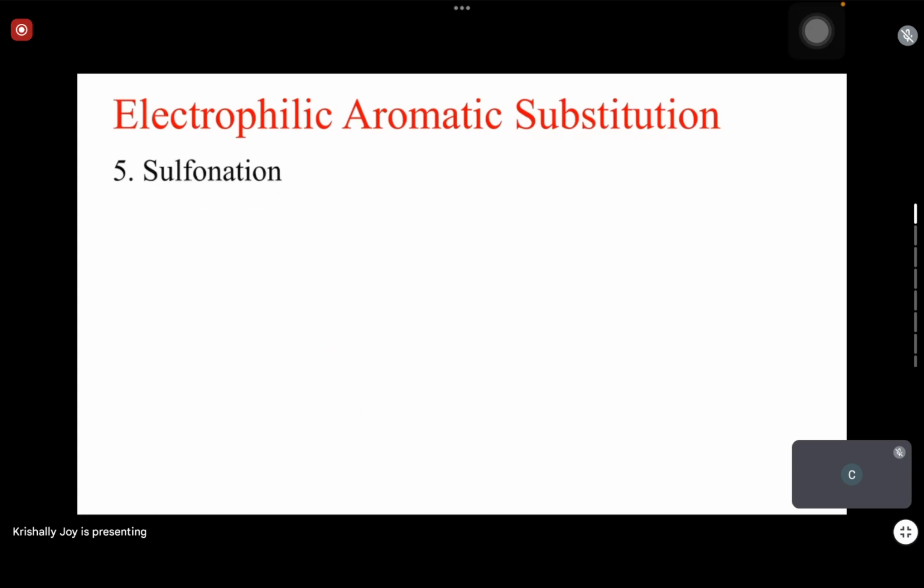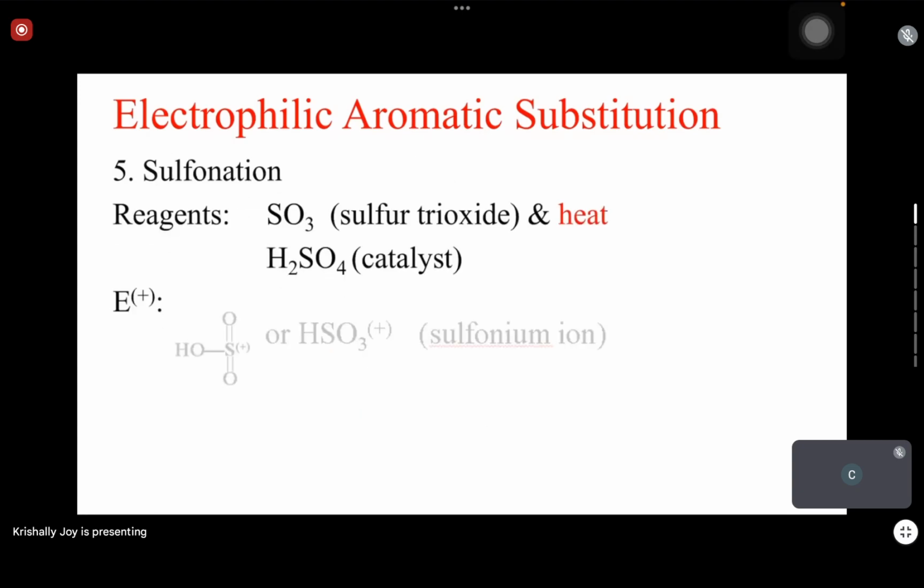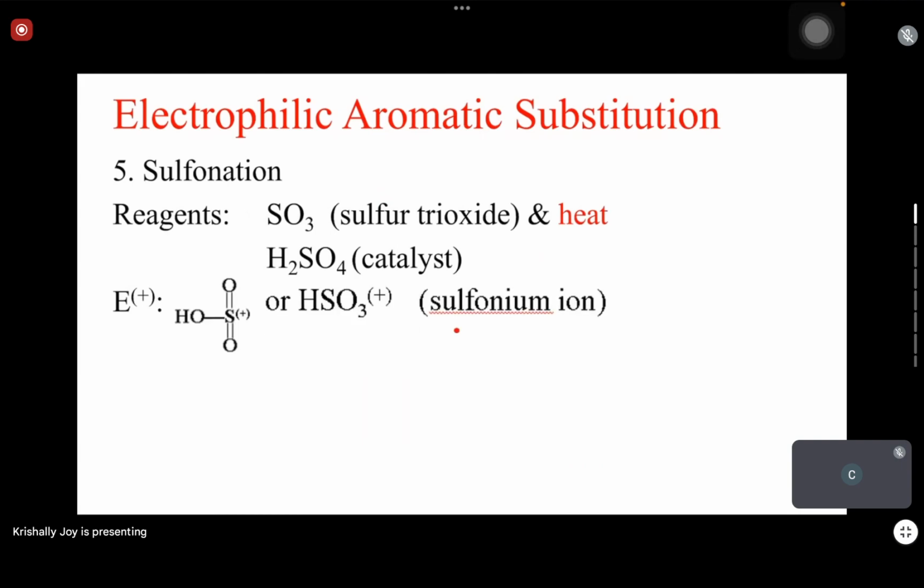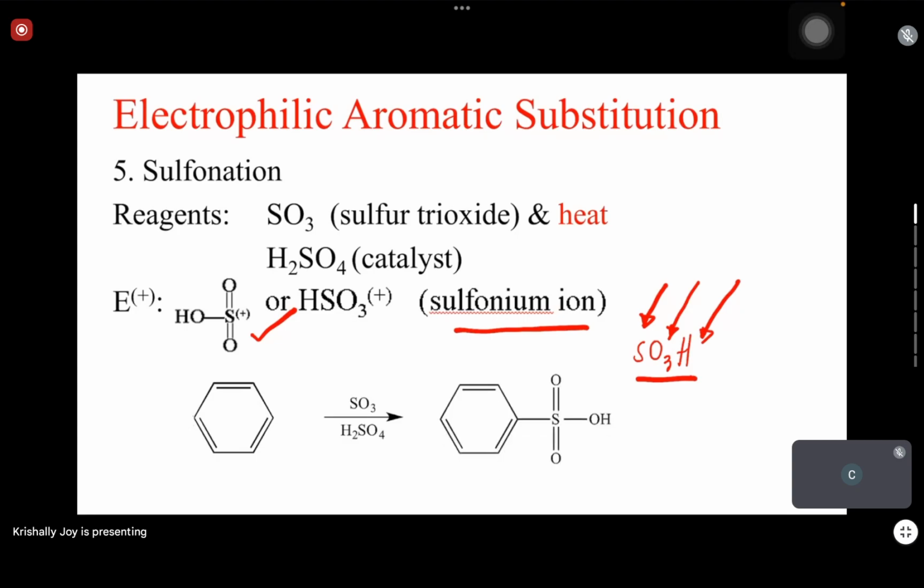Then lastly, sulfonation. What is being added as electrophile is the sulfonium ion. So that is also equivalent to SO3H, the simplified form of sulfonium ion. Isa sulfur, tatlo oxygen, isa hydrogen. And this is the only type of electrophilic aromatic substitution na reversible. Okay, reversible siya na type of reaction.